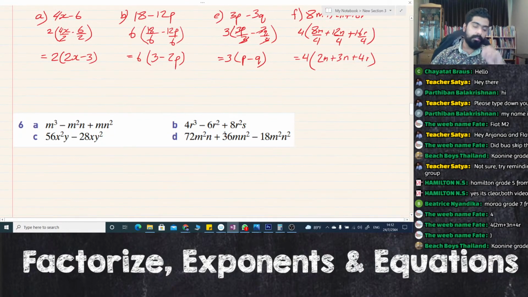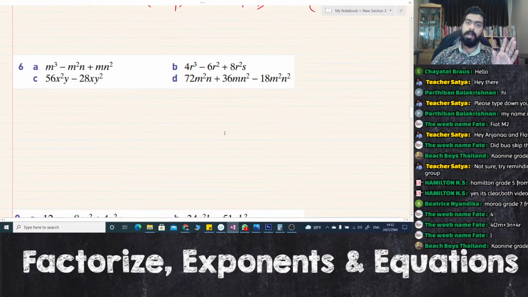Okay, so the next one is going to get a bit harder than the previous one. What we are going to do here is follow the exact same steps. The steps are going to be the same, but in these questions we have variables that are raised to the power of 2, 3 and 4 or whatnot. So the first question, let's start by writing it down. I'm going to write the question down first. Minus m square n plus mn square.